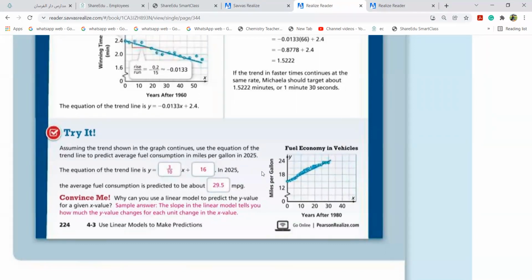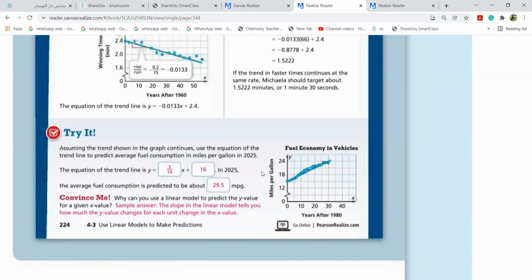Girls, where is the y-intercept here? What do you think, girls? What is the y-intercept? Between 12 and 18, choose a number. You can say 16 is the y-intercept. Please come on, wake up. It is 16. Between 12 and 18, it is 16.